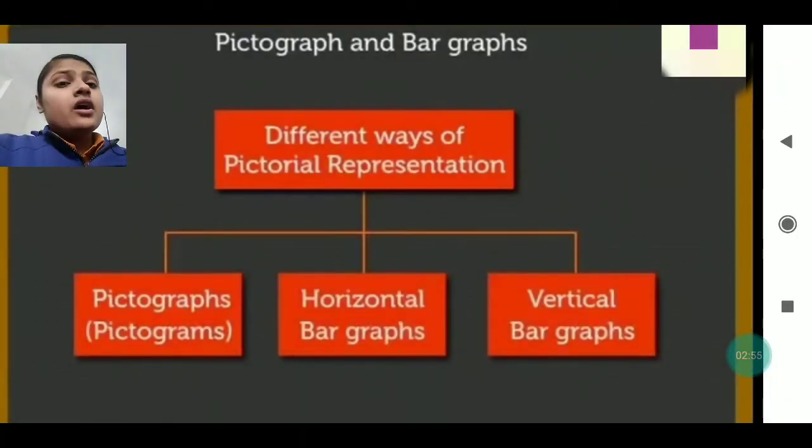You can see pictograph and bar graph, different ways of pictorial representation. Pictograph means pictogram, horizontal bar graph, vertical bar graph. These are all different kinds of graphs, my dear. About the horizontal bar graph and vertical bar graph, I will discuss with you in the next video, in the next class. Today only pictograph or pictograms.